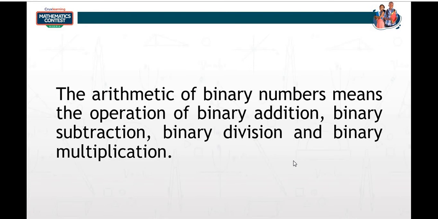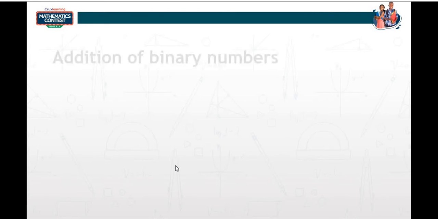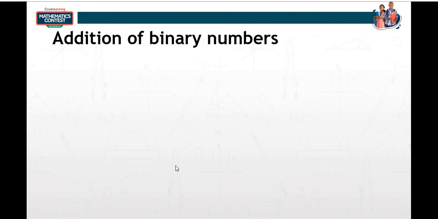The arithmetic of binary numbers means the operations of binary numbers: binary subtraction, binary addition, binary division, binary multiplication. So when we say operations of binary numbers, it simply means to add, subtract, divide, and multiply binary numbers. So let's continue.